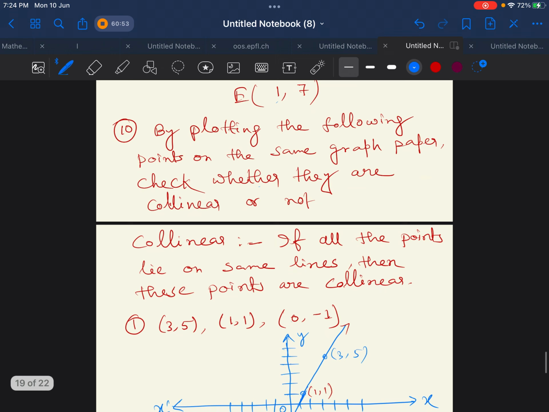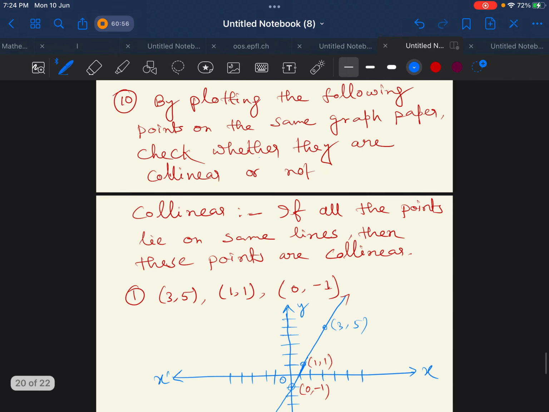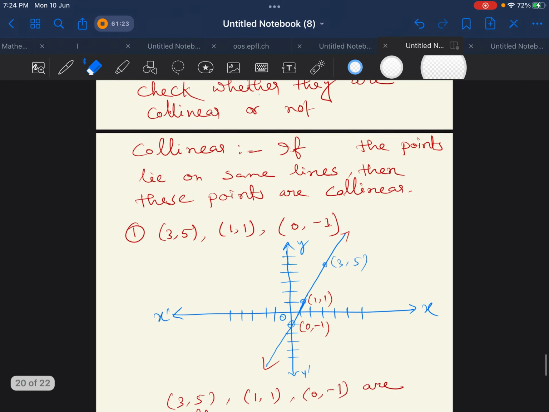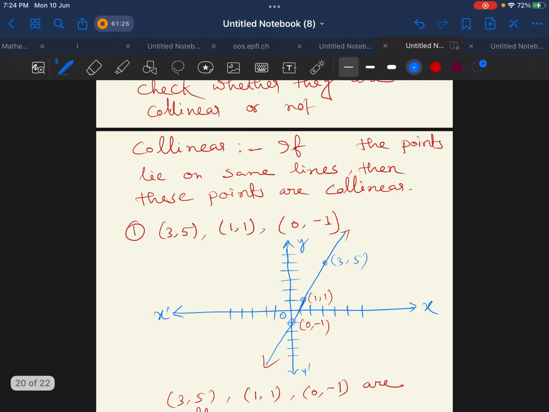By plotting the following points on the same graph paper, check whether they are collinear or not. First we have to know what is collinear. If the points lie on the same line, then these points are collinear.